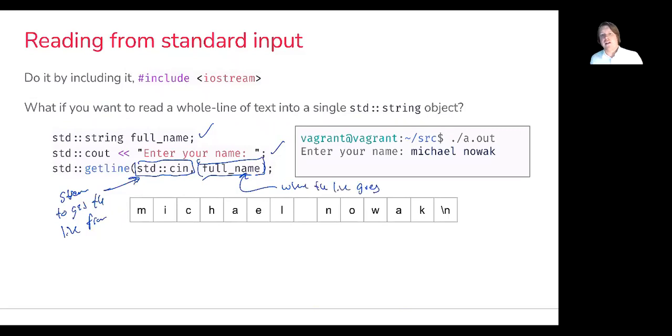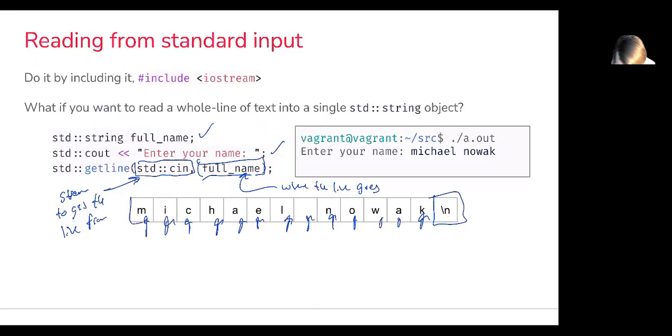And then, exactly as what happened before, the input begins being processed. So we keep going, M-I-C-H-A-E-L, still on the same line. So we're still going. We'll pull that white space and actually put it into the string that we're forming, N-O-W-A-K. Okay, and oh, hey, I'm at a line feed. So now at this point, I know to stop.